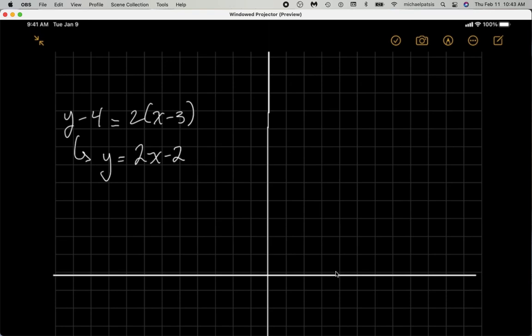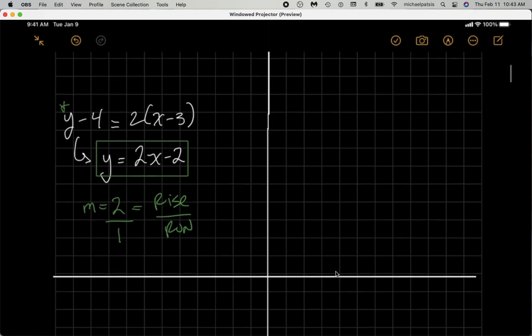Again, we've converted this, which is point-slope form, to this, which is slope-intercept form. We know how to graph that. First, the slope equals 2. The slope is the rise over run. It's helpful, I think, to put the slope into a fraction with a hidden 1. We always do the run first.